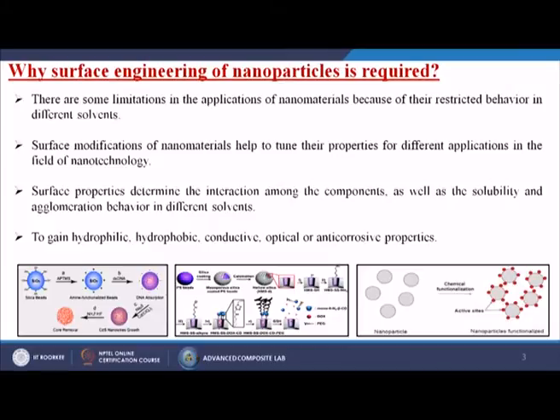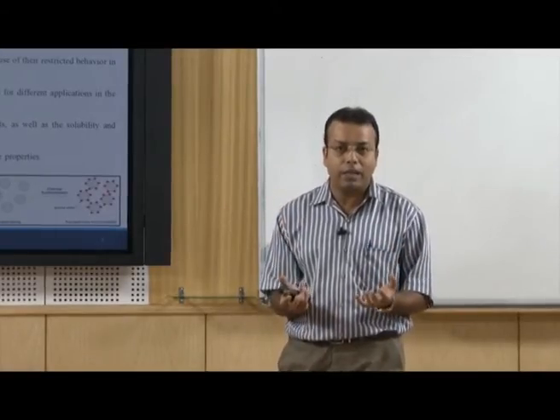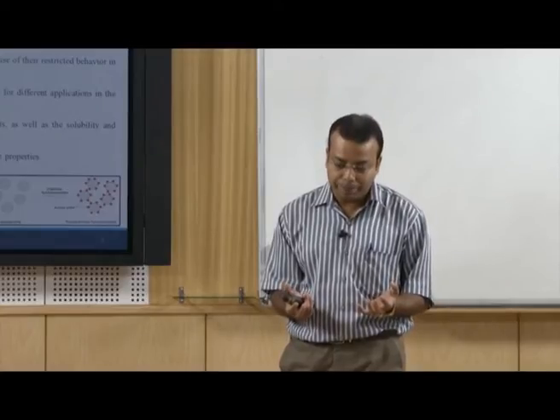Surface modifications of nanomaterials help to tune their properties for different applications in the field of nanotechnology. Surface properties determine the interaction among the components as well as the solubility and agglomeration behavior in different solvents. Nowadays, when we are talking about nanoscience and nanotechnology, that means we are trying to use a certain kind of nanoparticles inside the matrix, right.